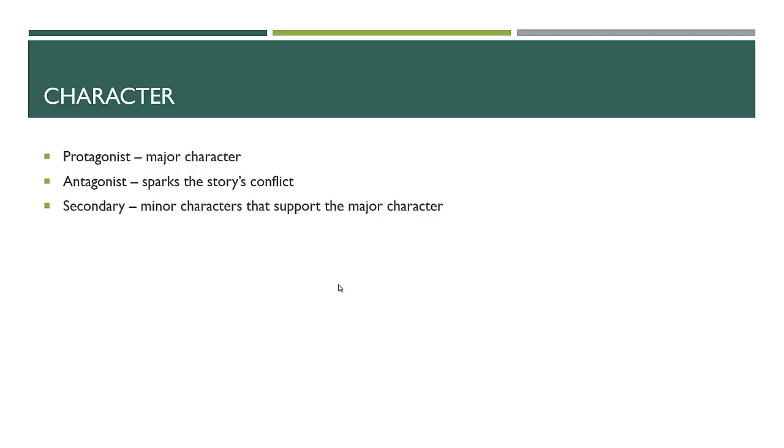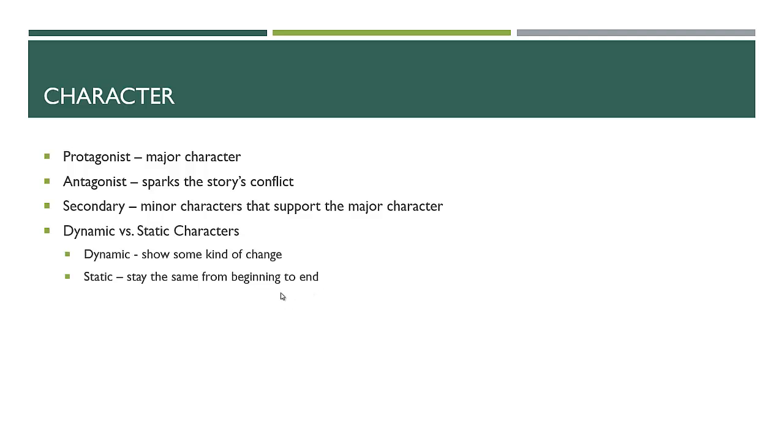Next we're going to look at character. When we talk about the protagonist, that's going to be the major character of the piece. And the antagonist is the character that sparks the story's conflict. We also have secondary characters. Those are minor characters that support the major character.